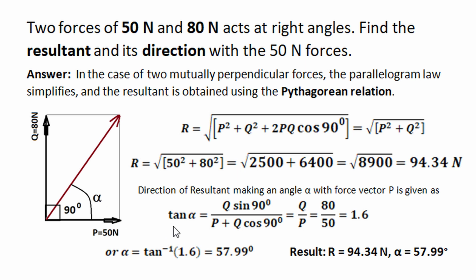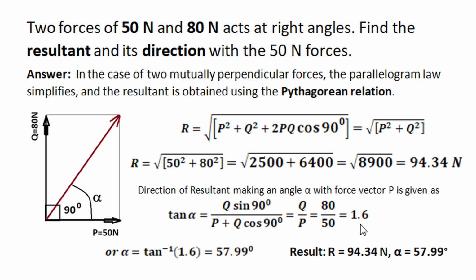Now the direction of resultant with the 50 Newton vector: if this angle is alpha, then tan alpha is q sine theta upon p plus q cos theta. Theta is 90 degree. Sine 90 becomes 1, cos 90 becomes 0. So in numerator we have only q, and in denominator we have p, and tan alpha is perpendicular upon base.